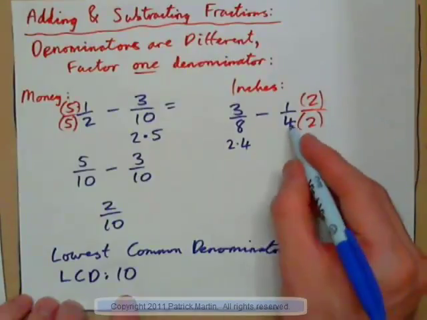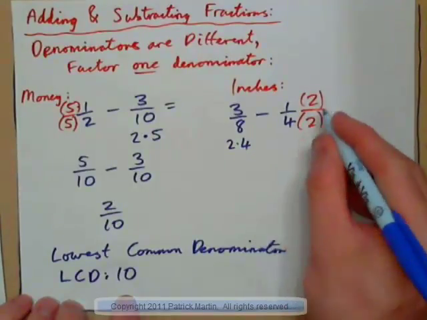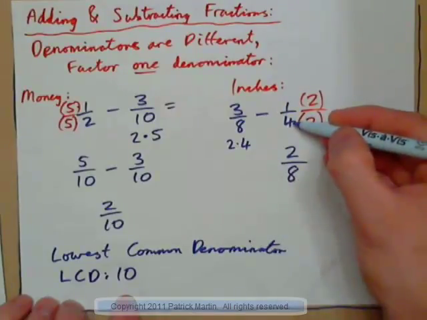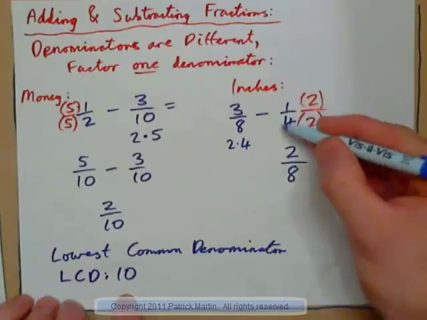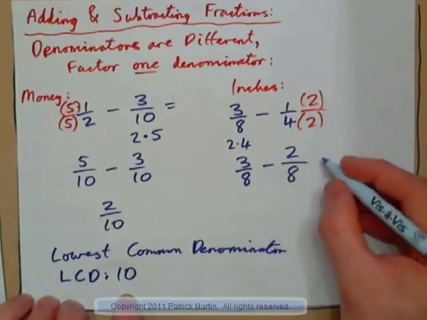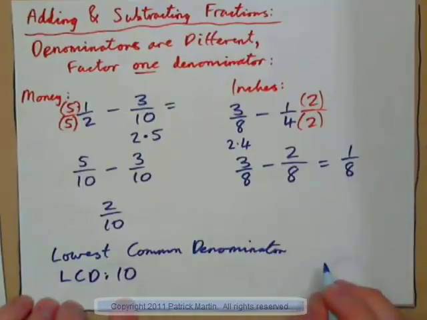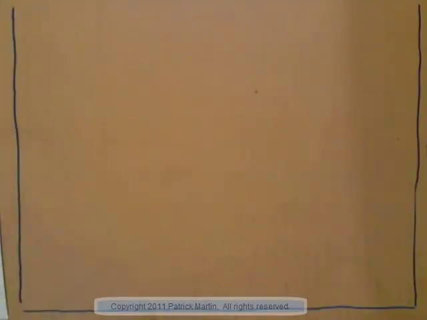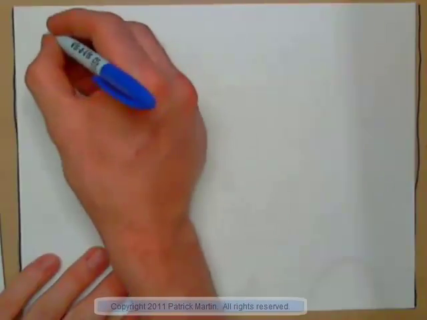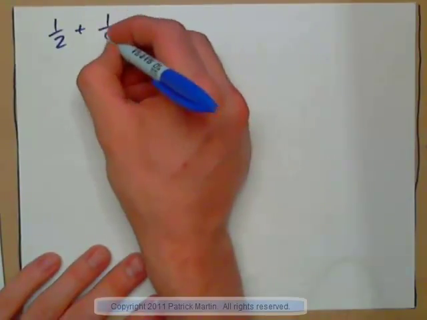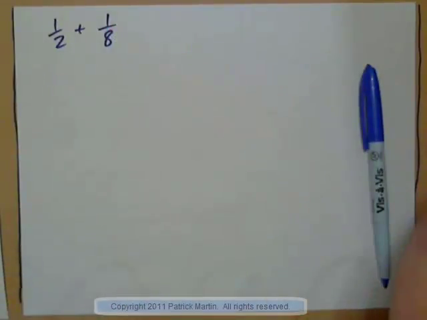And now this becomes 1 times 2 is 2, 4 times 2 is 8. So, the 1/4 becomes 2/8. 1/4 of an inch is the same as 2/8, right? So 3/8 minus 2/8 is 1/8, and that's how that works. Go ahead and do this one then. 1/2 of a tablespoon of nutmeg plus 1/8 of a tablespoon of nutmeg. Go ahead and do the procedure and add those together.